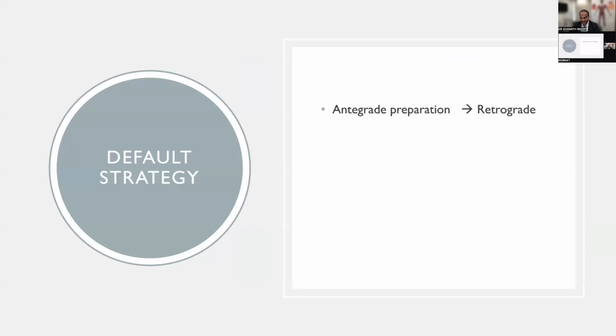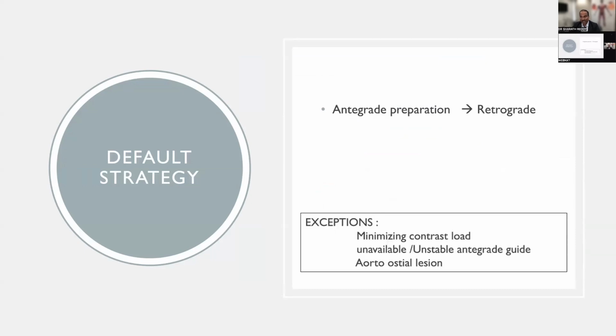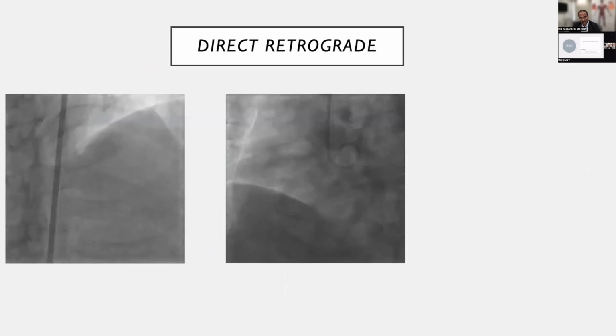My default strategy, like many operators across the world, is antegrade preparation followed by retrograde, except in certain situations where I want to minimize contrast load, where antegrade is not at all available, or where the guide is unstable, that is, aorto-ostial lesions. That's where we go direct retrograde. So this is a direct retrograde.